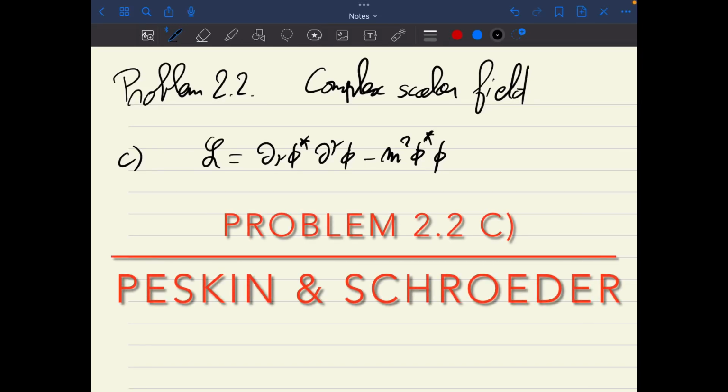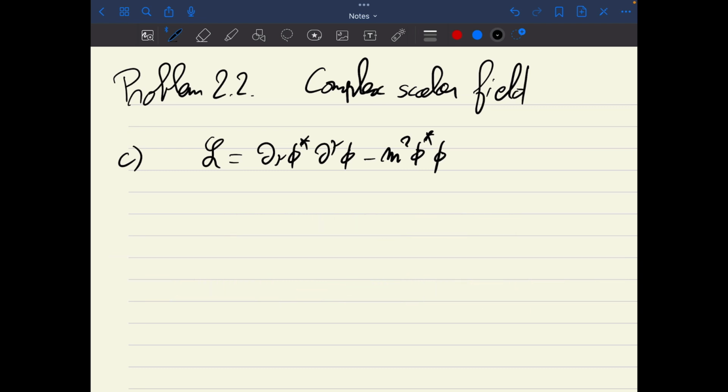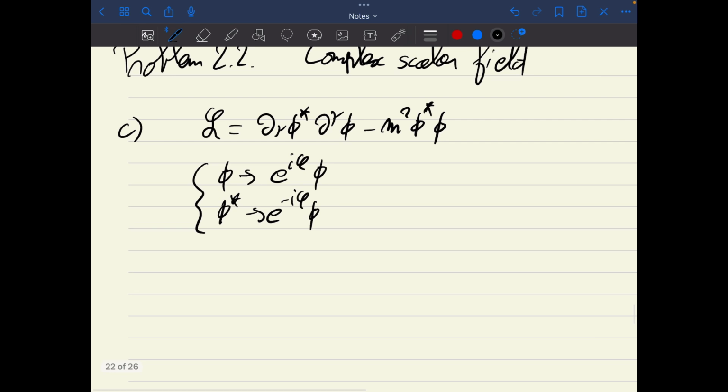In this question, we consider the charge associated to the global phase symmetry of the theory. So that's the Lagrangian, and it's obviously invariant under the following transformation, where phi is just a global phase: phi goes to e to the minus i phi. Yeah, the theory is invariant under this transformation.